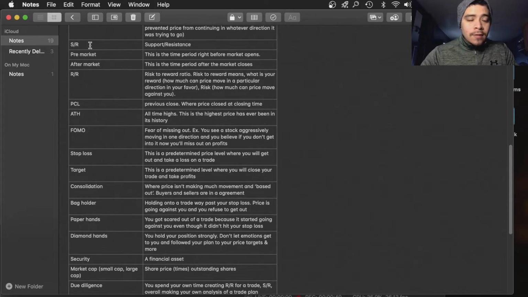Support and resistance, you'll see just S and R. People are like, what's the S and R? S/R, that's just support and resistance.